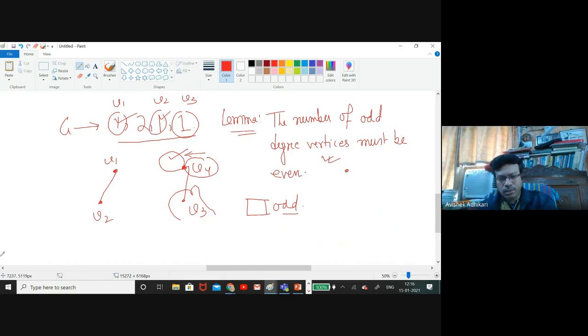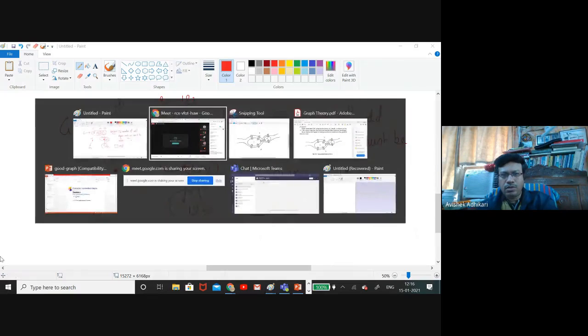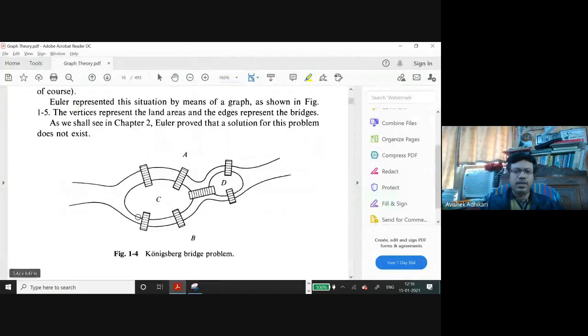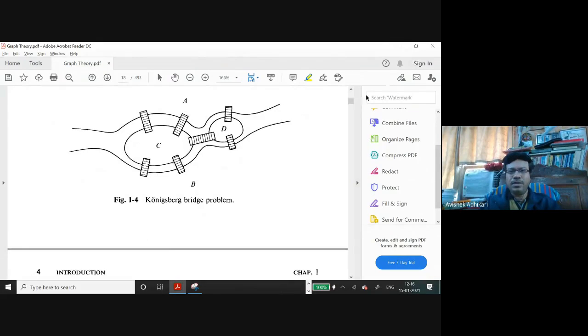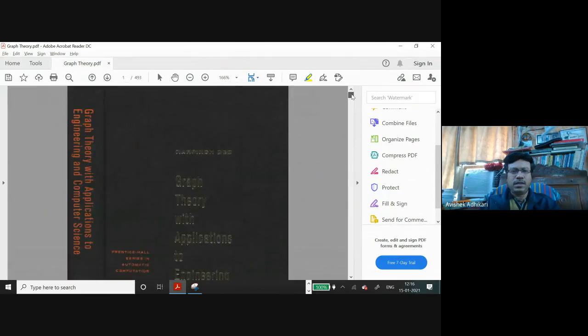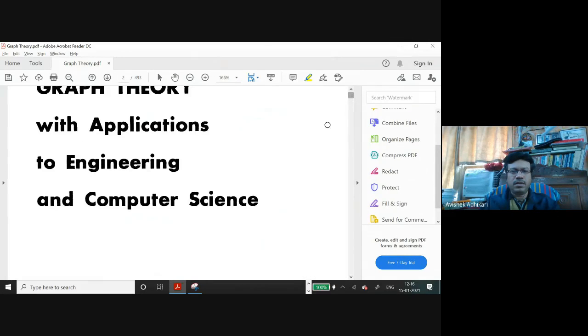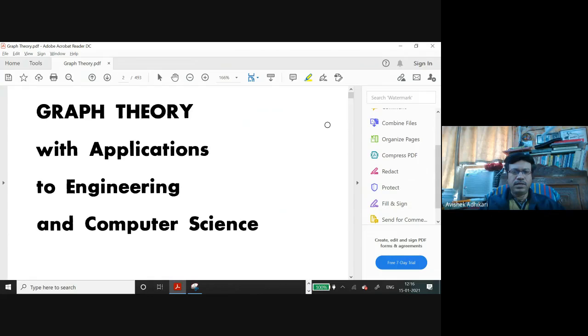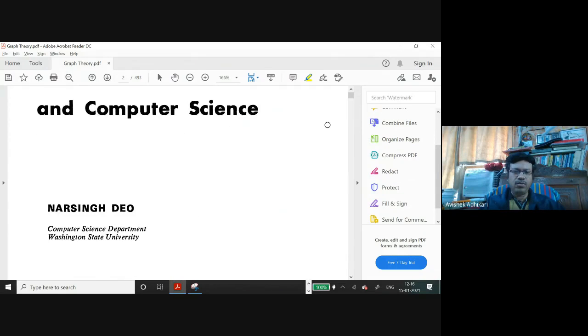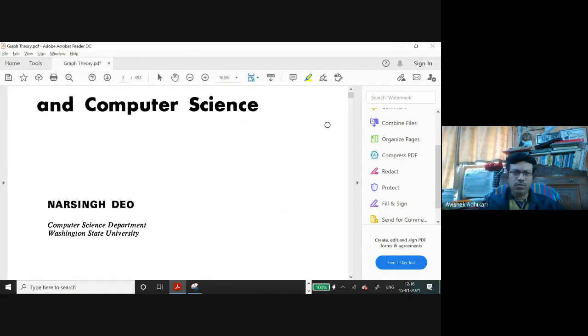Okay, so that's good. That's the end of my class today. Please have a look at the book by Narsingh Deo. The title of this book is Graph Theory with Applications to Engineering and Computer Science. I will follow this book.